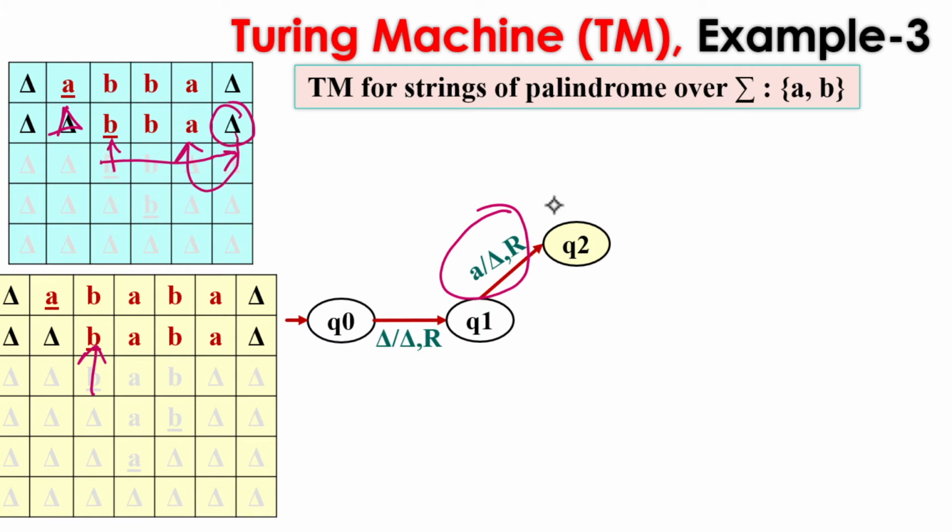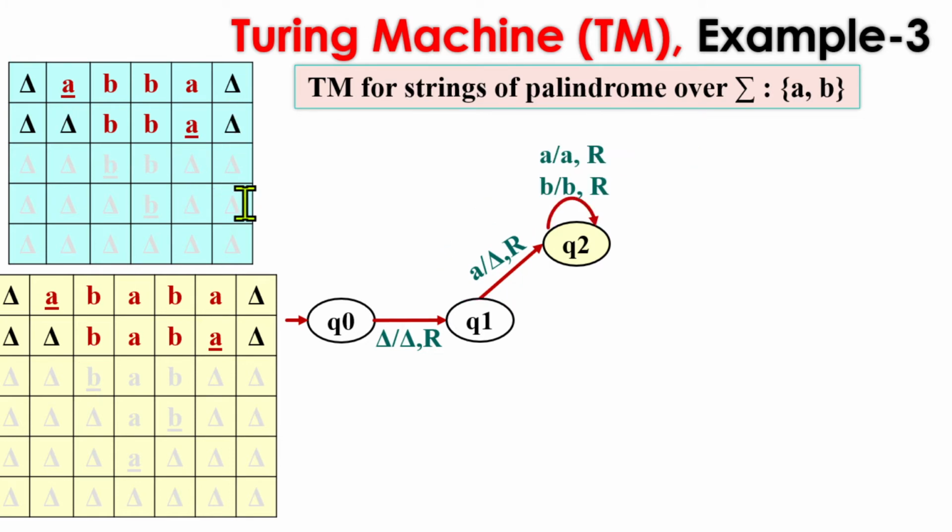Now to follow this approach, we need to simply loop through the remaining symbols. So from Q2 we can simply loop through all the symbols, replacing the symbols with the same symbols, and keep moving to the right. B replaced with B and A replaced with A, and keep moving to the right to reach the blank. So here is the corresponding transition. We are moving to the right. Now we are pointing to the last symbol of the input string. At the end of this loop, we are pointing to the last symbol of the input string.